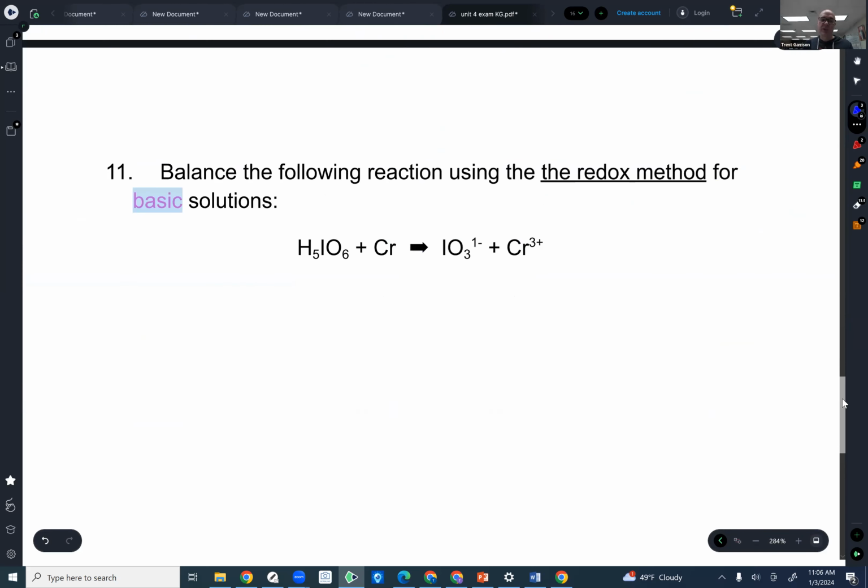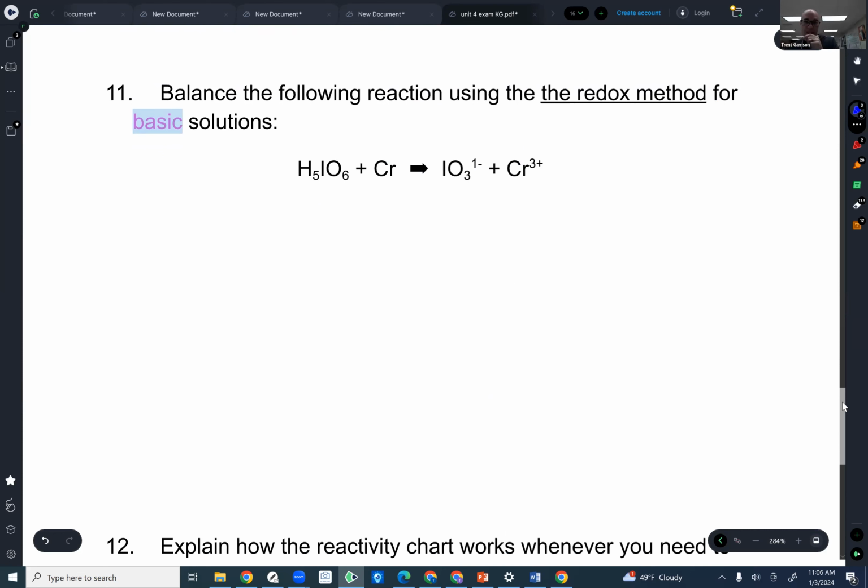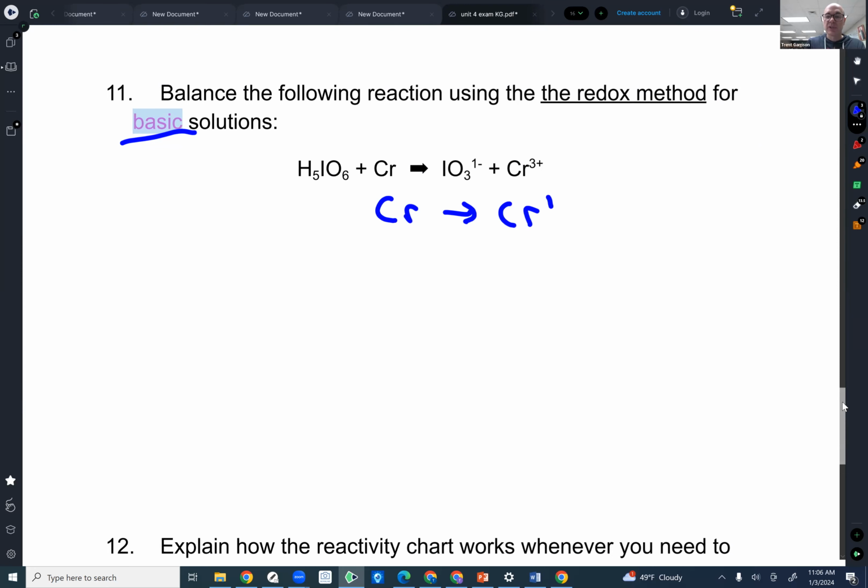Now, on the next one, it's in a basic solution. So you have one additional step that we'll have to deal with on the next one, but we start with the Cr producing Cr plus 3. Notice on this one, there's no other elements. The Crs are balanced. So what we've got to do is make this equal to 0. So I'm going to add 3 electrons up here.